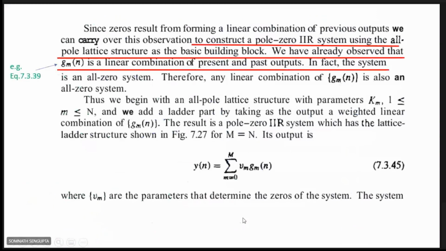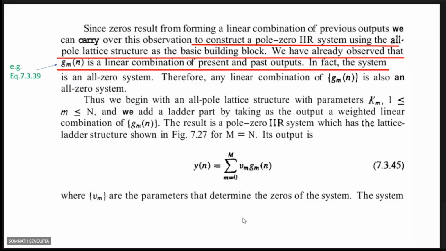So since zeros result from forming a linear combination of previous outputs, we can carry over this observation to construct a pole zero IIR system using the all pole lattice structures as the basic building block. We have already observed that Gm(n) is a linear combination of present and past outputs. So in fact, the system is an all zero system.